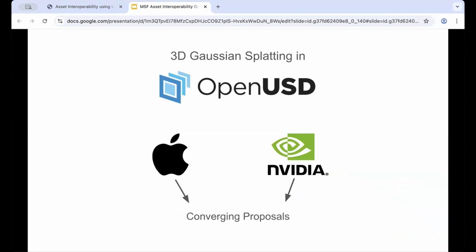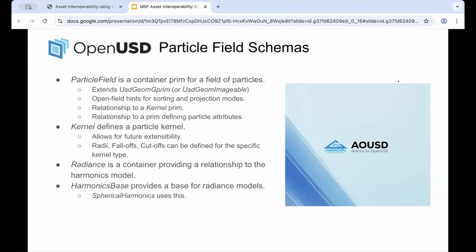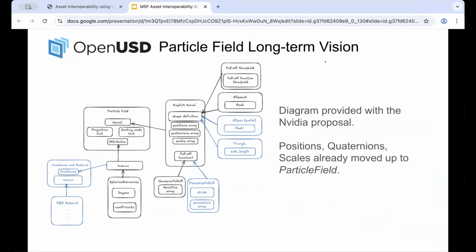And so I'll just briefly go through. So yeah, converging proposals. Next slide. And then yeah, the particle field schemas, everything that I just talked about. That's the idea here. Next slide.